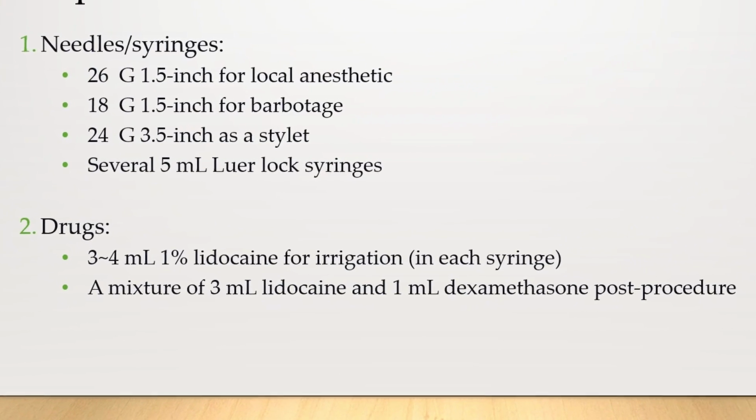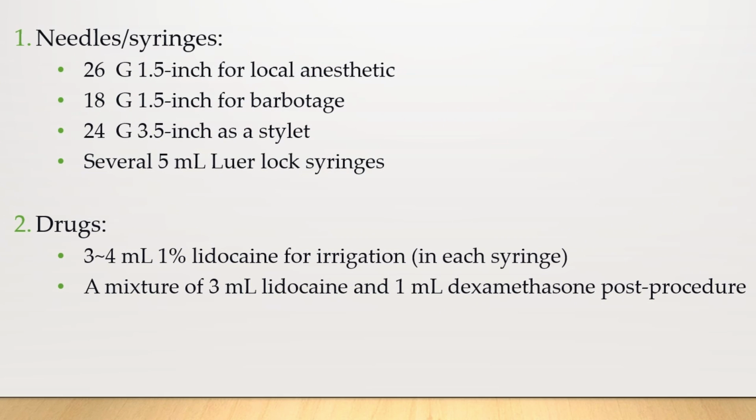Preparation. Needles and syringes: 26-gauge 1.5-inch for local anesthetic; 18-gauge 1.5-inch for barbotage; 24-gauge 3.5-inch needle for use as a stylet to remove the calcium plug. Several 5 ml Luer lock syringes. Drugs: 3-4 ml 1% lidocaine for irrigation in each syringe. A mixture of 3 ml lidocaine and 1 ml dexamethasone to relieve the post-procedural pain.